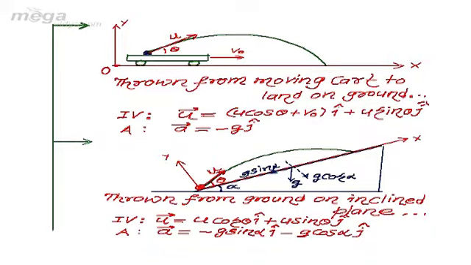Here, there may be some terms associated with all these, such as time of flight and the distance traveled along the surface on which it has been thrown. Like in the first, second and third cases, we may take it as the horizontal distance traveled by the projectile in one time of flight.